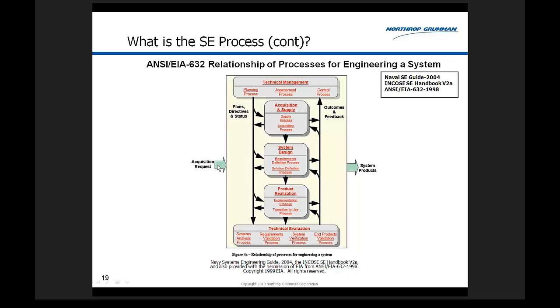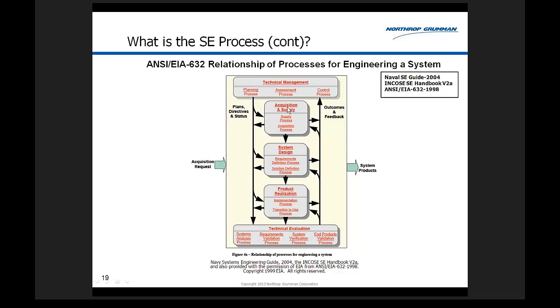Well, you have the acquisition request coming in, you have some process in the middle, and you have the system products coming out on the right. Well, what's going on in the middle? It's kind of like an hourglass or a sandwich model. The top bread layer is the technical management with planning, assessment, and control. Okay, and the bottom piece of bread is the technical evaluation: requirements and system requirements analysis process, requirements validation, system verification, and products validation. Okay, so those are the technical evaluation group.